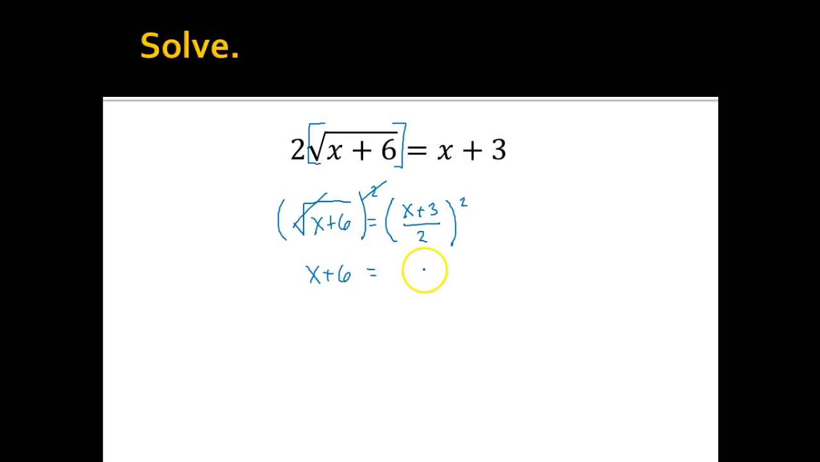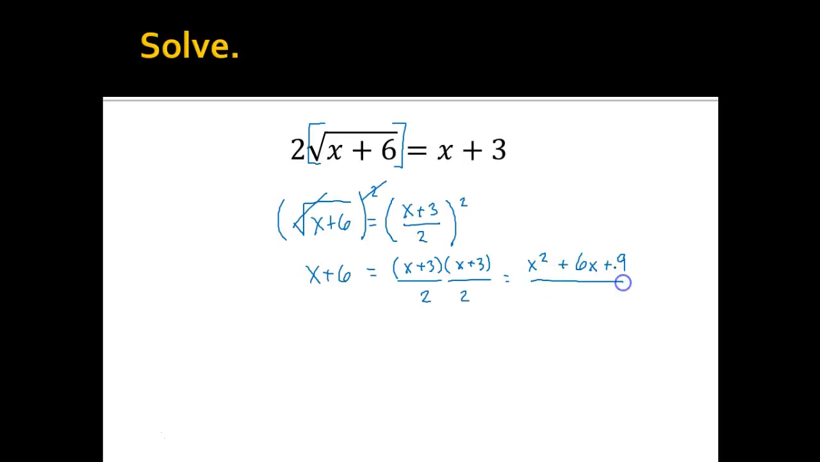On the other side, a little bit more complicated. X plus 3 times x plus 3, it's not x squared plus 9. That's what's really tempting to do. It's better to think of this, maybe I'll just write this out, as x plus 3 times x plus 3, and then the denominator it's 2 times 2. So that's going to be x squared plus 3x plus 3x is 6x, plus 3 times 3 is 9.